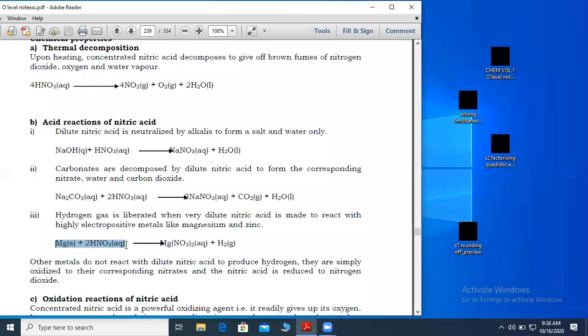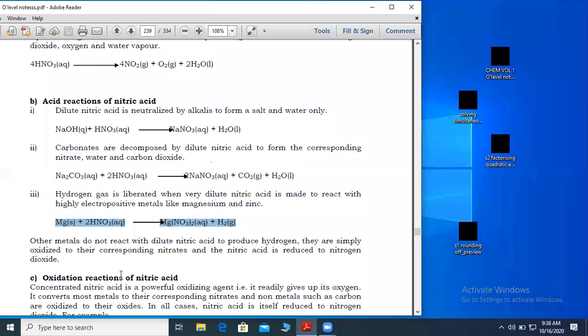Please, if you use nitric acid to prepare hydrogen gas, it should be reacted with magnesium. Other metals do not react with nitric acid to produce hydrogen. The thing is here, I'm saying if you use nitric acid, then it should be reacted with magnesium.